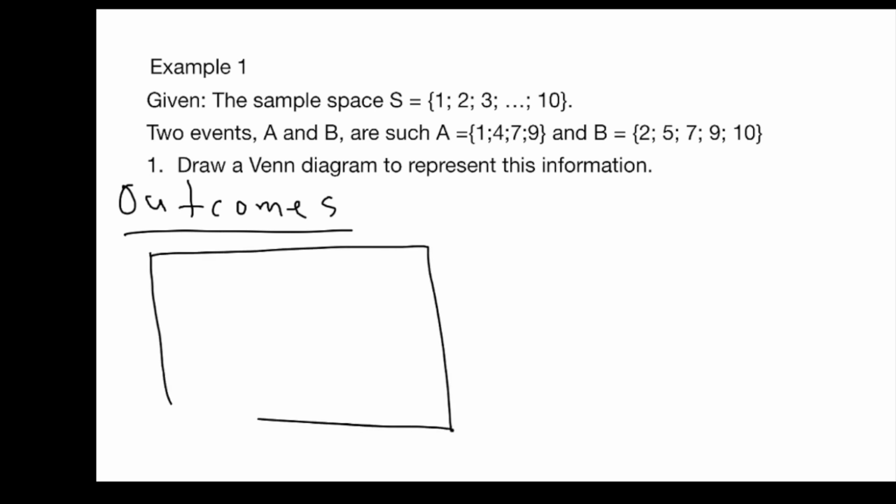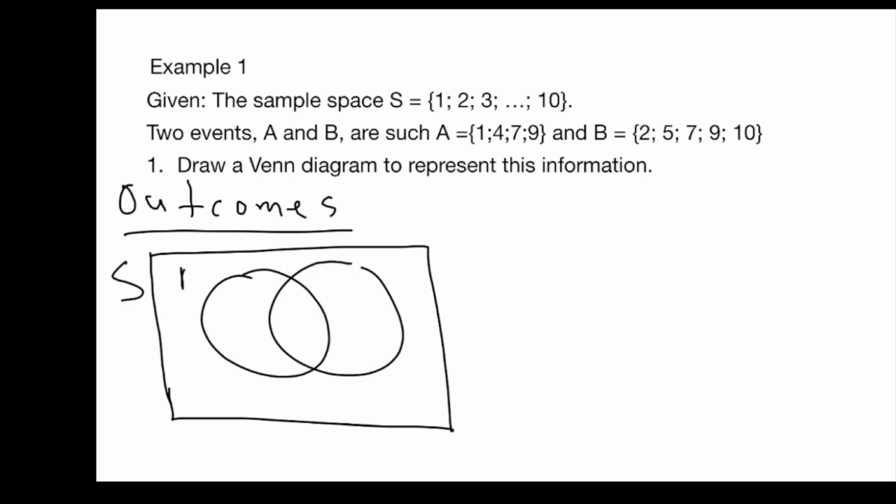So first of all, we start with our sample space, S, and then we have our A and B inside. The best thing is to compare A and B and check what they have in common. Clearly 7 and 9 are common in both. So start with the common outcomes. So 7 and 9 are common.